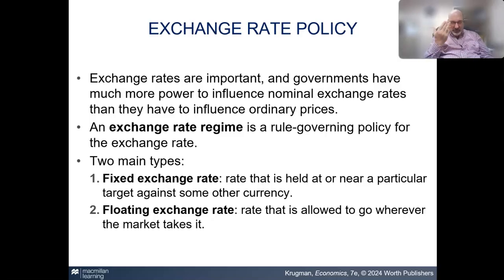Those fixed or pegged rates are frowned upon in most economic circles because they're seen to be manipulated, right? Manipulated. And so you have some countries that have done that. China did it. I think they still are doing it.